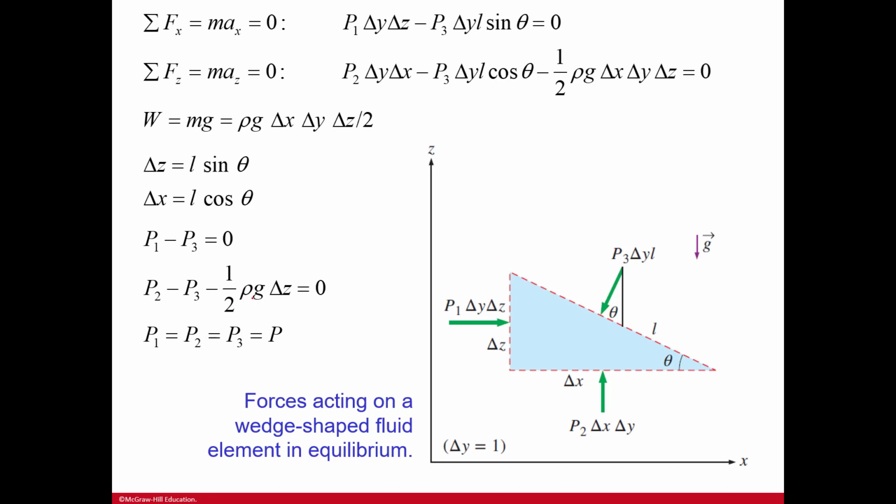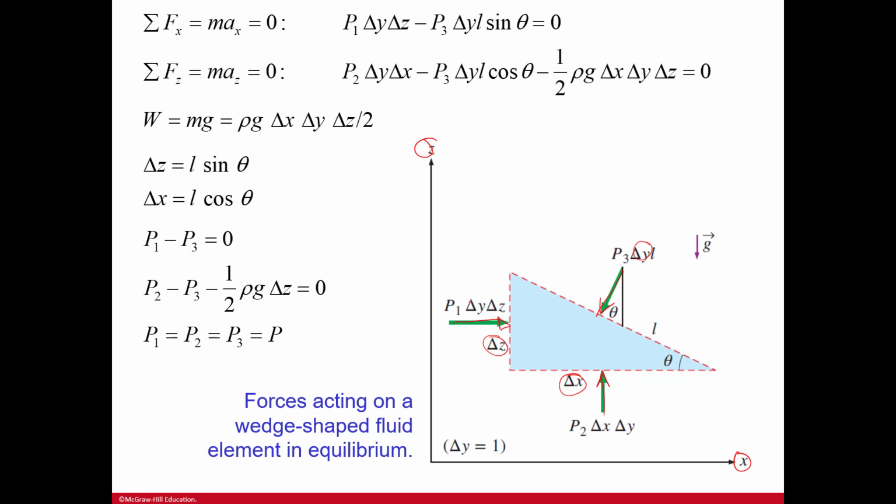There's a bunch of formulas. What this is doing is summing up the forces acting on a wedge-shaped fluid element in equilibrium. This is an XZ axis with changes in Y here. So you have the change in X, the change in Z, and the change in Y. You have different pressures acting on each, and it gives you the formulas that go with that.